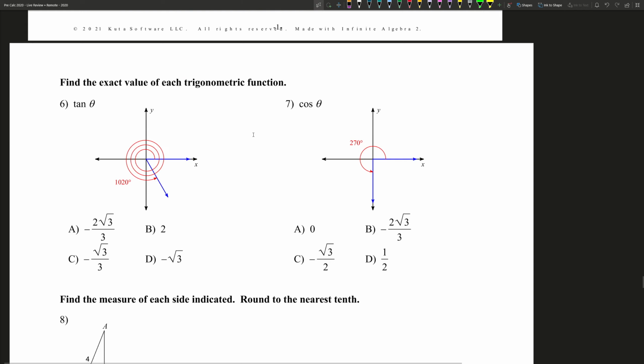Number 6, find the exact value of each trig function. I'm going to start with number 7 here because number 7 is actually a little bit easier. So we need cosine of 270. So remember, cosine on a unit circle always gives the x value. So if we go to our unit circle, go to 270 degrees, we're looking for the x value at that point. Now this happens just to be 0. Right, but again, you'll have that unit circle, you go to 270 degrees, you find that x value, and that's our answer. Okay, number 6 is a little bit more complicated.